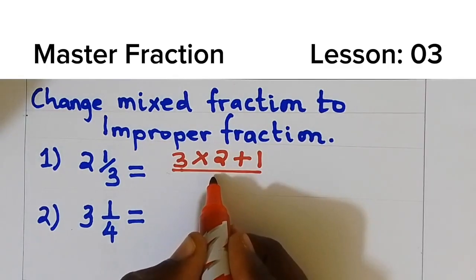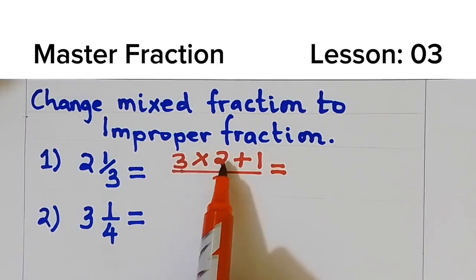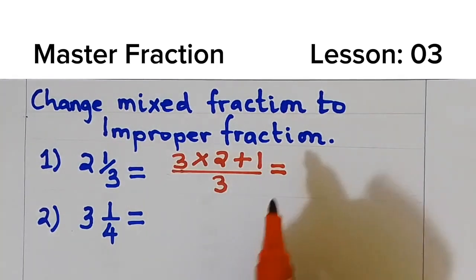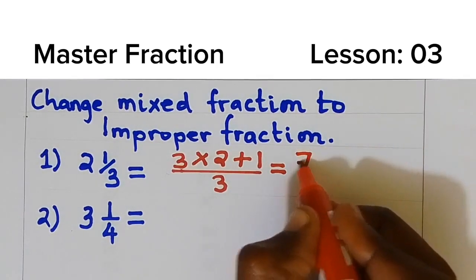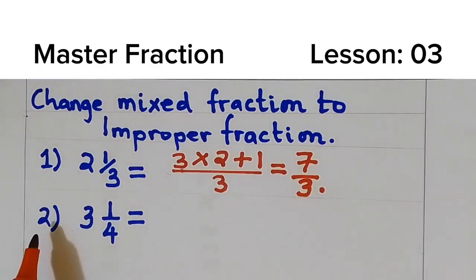Over the denominator, which is 3, we are going to get 3 multiplied by 2, 6, plus 1, 7, over 3. Let's go and do question number 2.